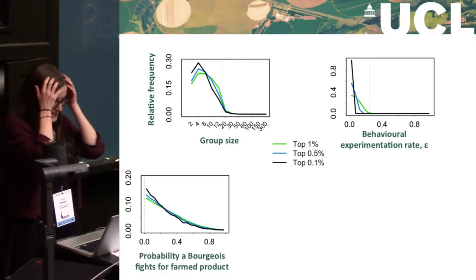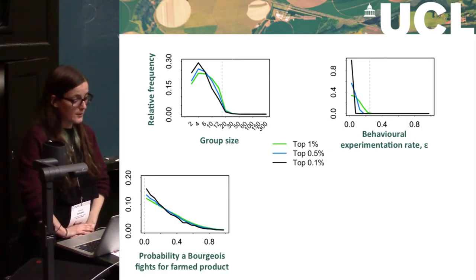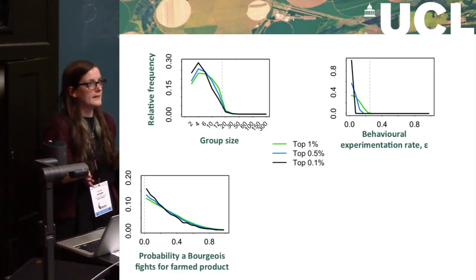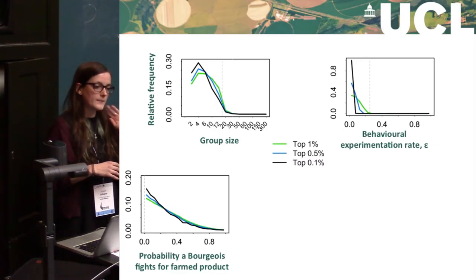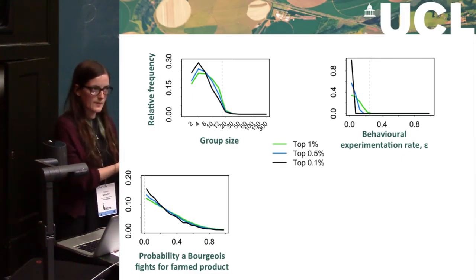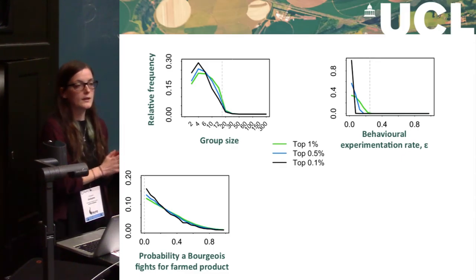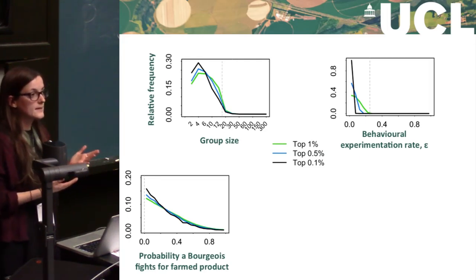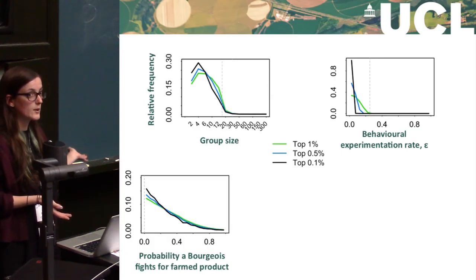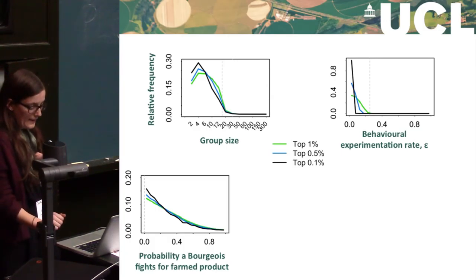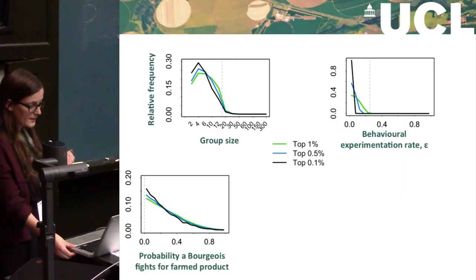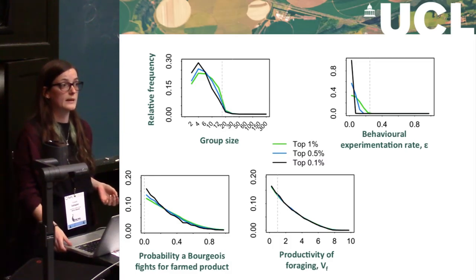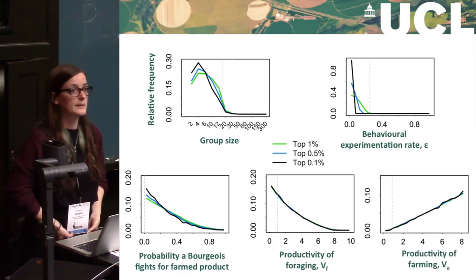Another result was varying the probability a bourgeois fights for a farmed product. And if you remember, in the original model, they never fight for a farm product because they respect it. But we relaxed that assumption and allowed it to vary between 0 and 1. And indeed, we did find that for farming to develop, it's good to have farming-friendly property rights. And the next two results are also quite obvious, that for farming to develop, the productivity of foraging should be low, and the productivity of farming should be high.